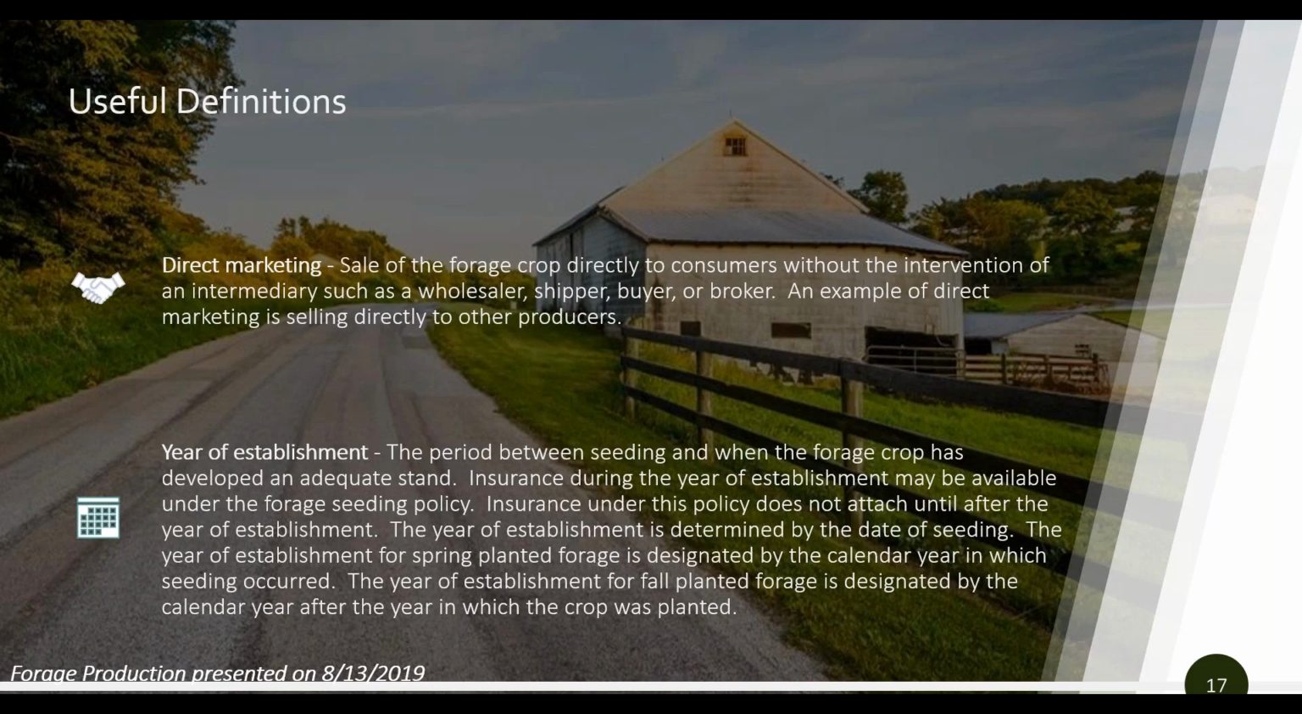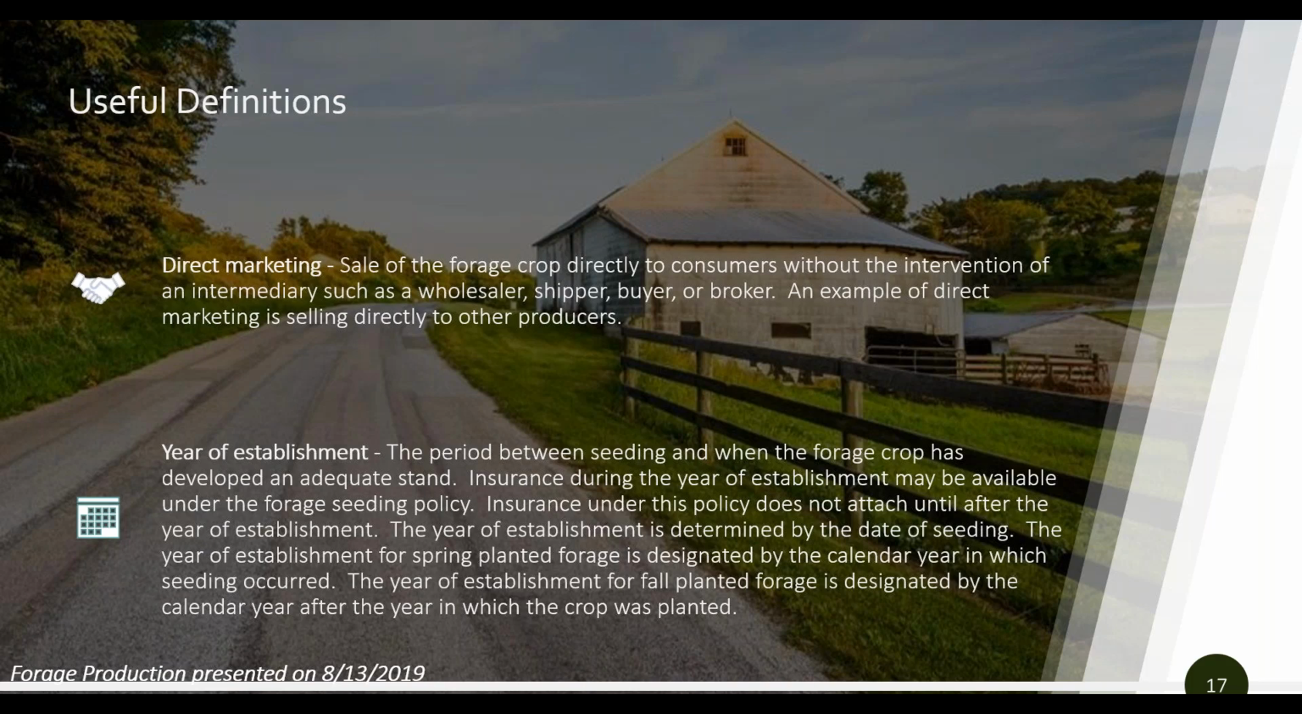Insurance under this policy does not attach until after the year of establishment. So what that is saying, let's say for this year, we're in 2019, we planted a forage in May. 2019 is our year of establishment. The year after establishment will be 2020. The year of establishment is determined by the date of seeding, which I just said was May. The year of establishment for spring planted forage is designated by the calendar year in which seeding occurred. Again, that'd be May 2019.